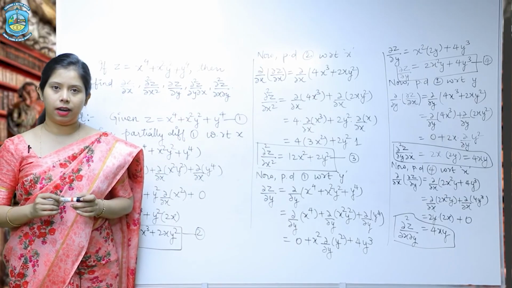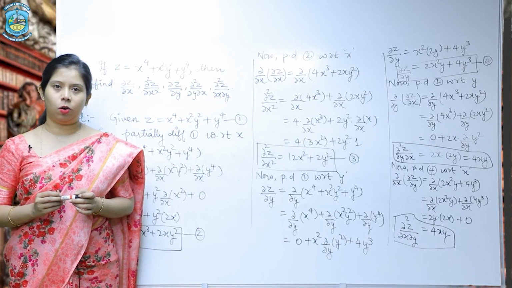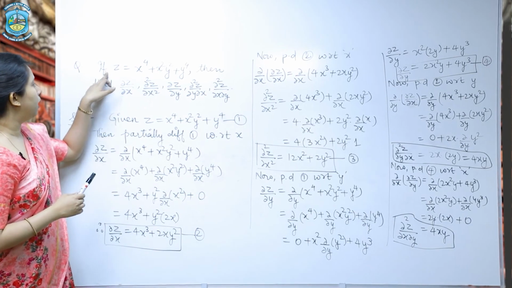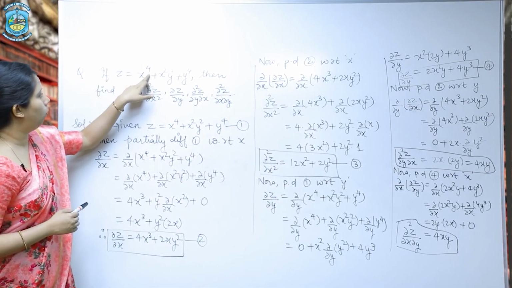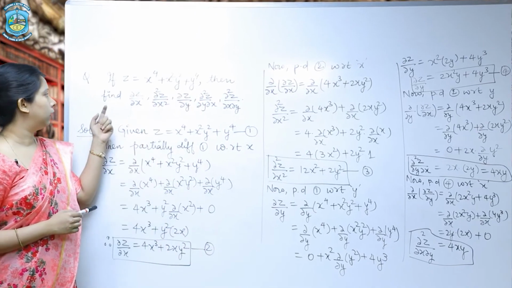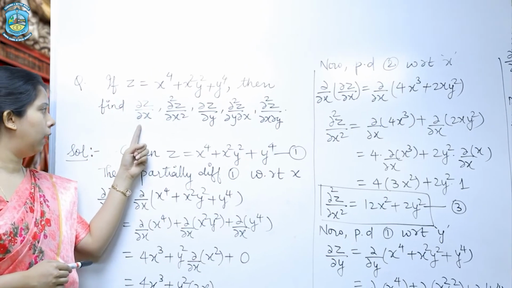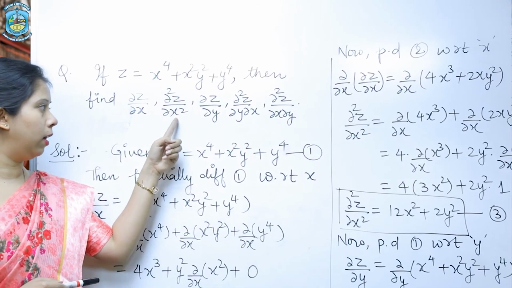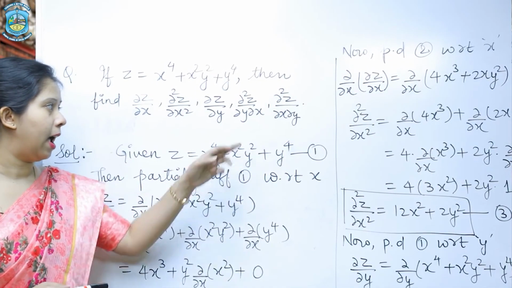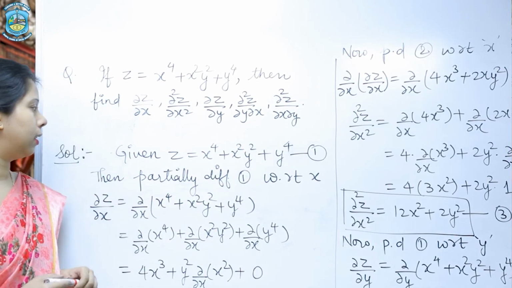Now, let us understand partial derivatives of second order with the help of one example. So, if z is equal to x^4 plus x^2 y^2 plus y^4, then find ∂z/∂x, ∂²z/∂x², ∂z/∂y, ∂²z/∂y∂x and ∂²z/∂x∂y.